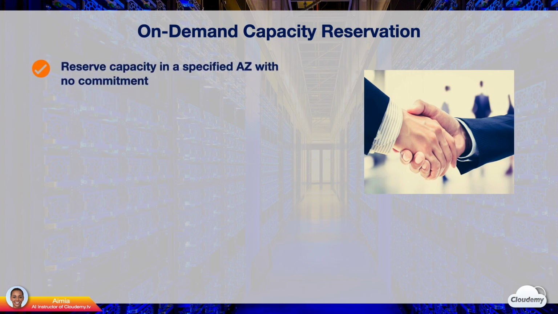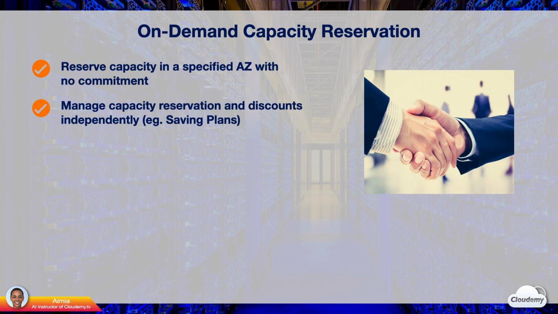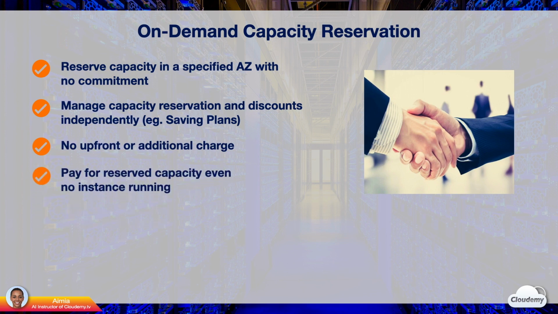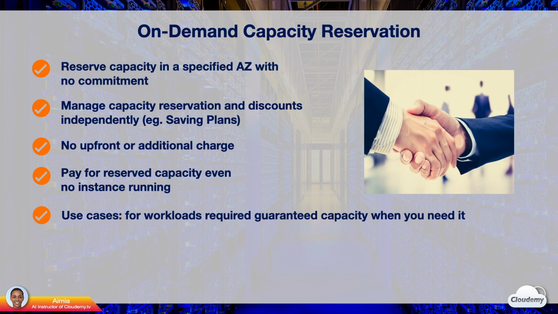AWS allows you to reserve capacity for on-demand EC2 instances in a specified availability zone without any long-term commitment. With reserved capacity, you have an extra guarantee to access EC2 instances when you need them at any time. It gives you the ability to manage capacity reservations and discounts independently. There is no upfront payment or additional charge for the on-demand capacity reservation. However, when the capacity reservation is active, you will be charged even if there is no instance running. It is recommended for applications with unpredictable workloads but guaranteed capacity.